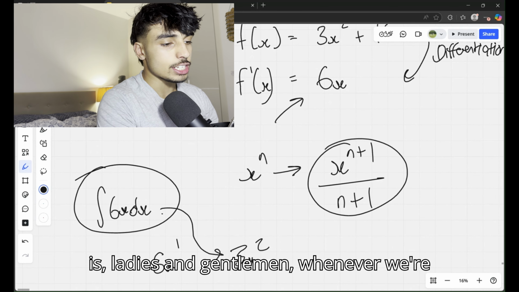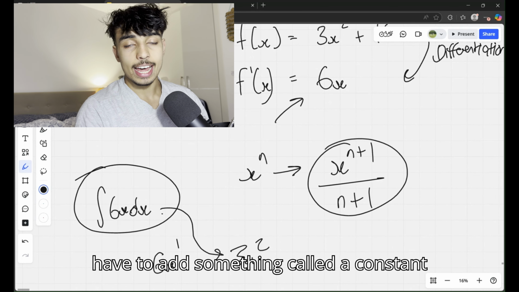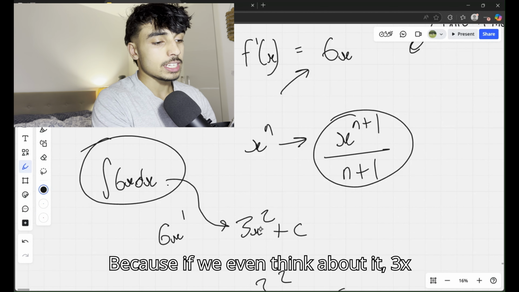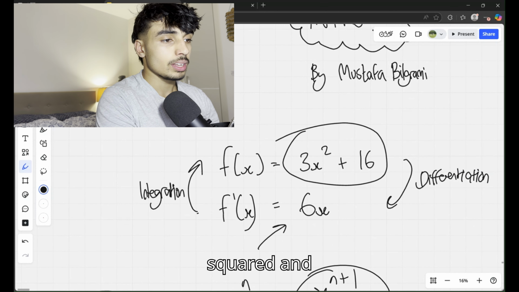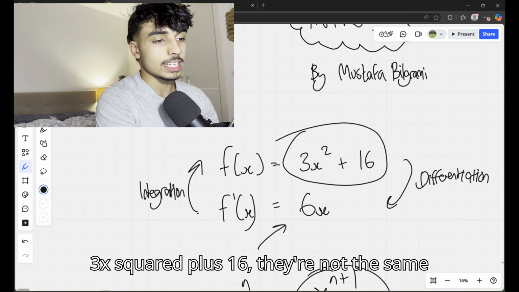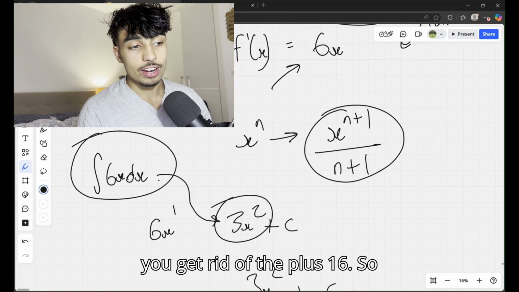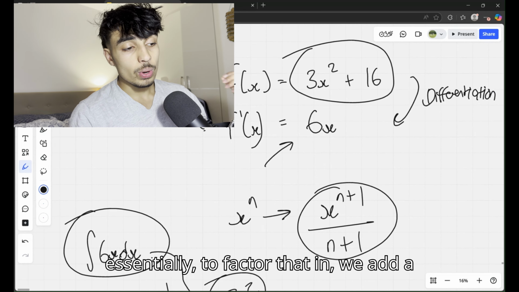Now the issue is, ladies and gentlemen, whenever we're dealing with indefinite integrals, we have to add something called a constant of integration, which is a plus c. Because if we think about it, 3x squared and 3x squared plus 16 are not the same thing, are they? When you differentiate, you get rid of the plus 16. So essentially, to factor that in, we add a plus c.